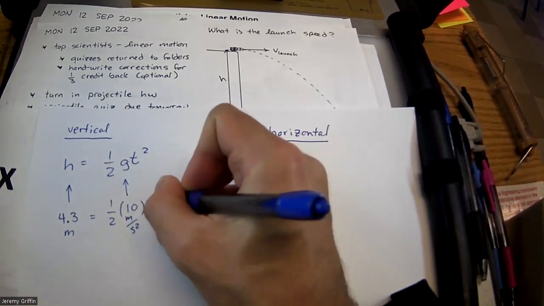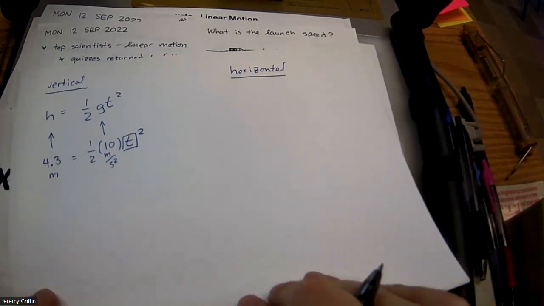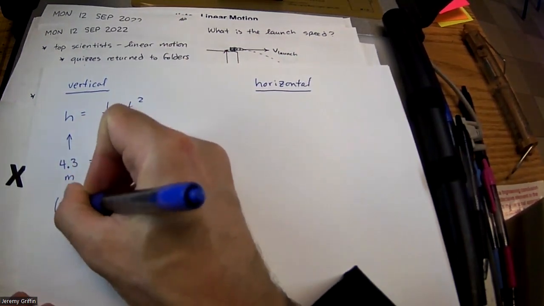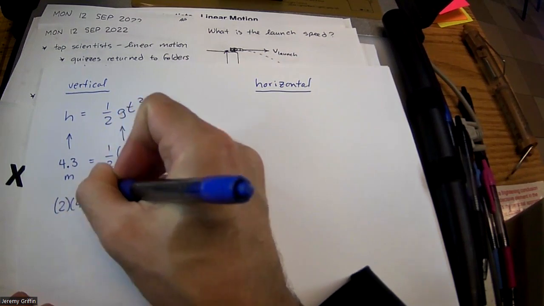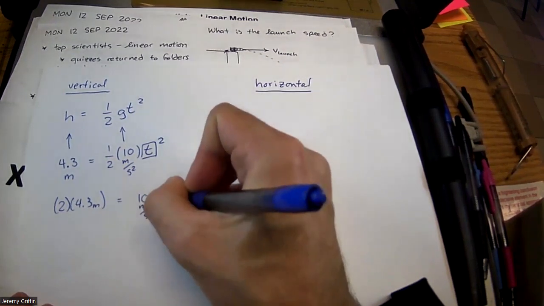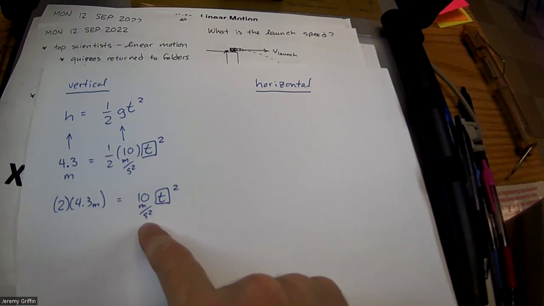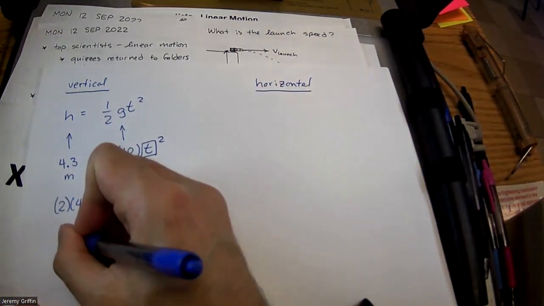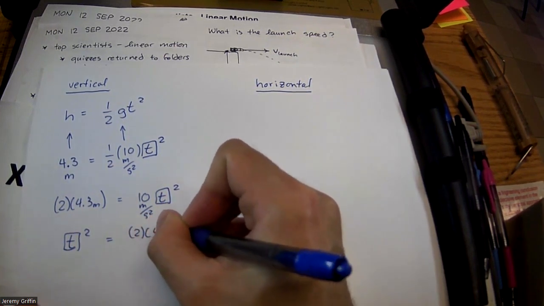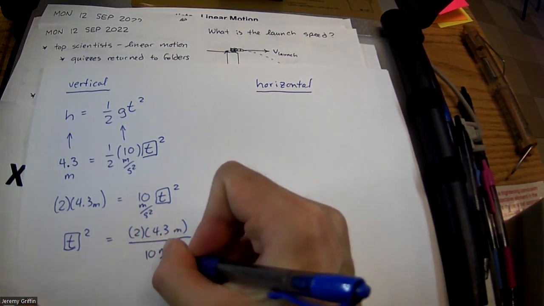Okay. Can you guys solve for the time of fall? Just a few algebra steps, right? We can do that. So let's see, multiply the 2 over 2 times 4.3 meters is equal to 10 meters per second squared times time squared. What's the next algebra step? Divide that 10 down, right? So t squared would be 2 times the height drop divided by the gravity field, right?